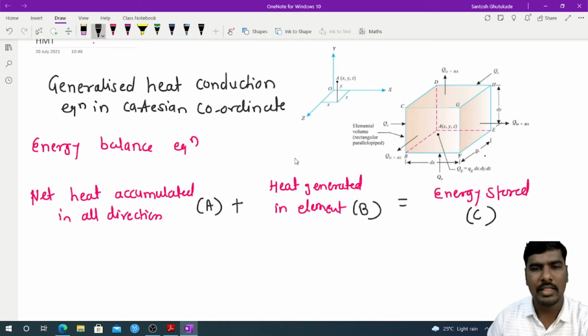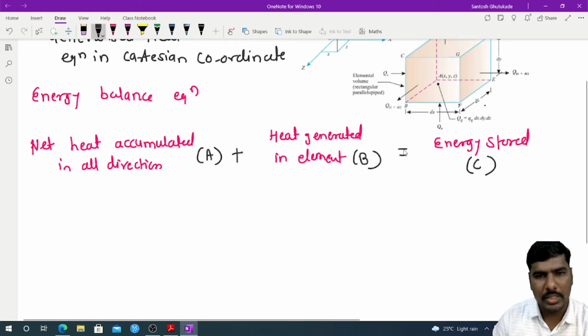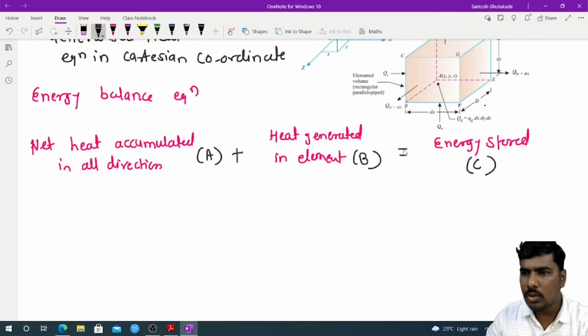So we have to solve this equation: A plus B is equal to C. Net heat accumulated in all directions plus heat generated in the element is equal to energy stored. Net heat accumulated means heat accumulated in the x, y, and z directions. We will solve the first part, part A, then part B, and then part C, and then equate all the equations and find the final equation.